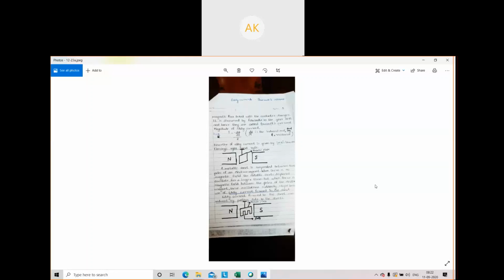What is the purpose of varnishing or insulating the material? When it is insulated, the current formed in one sheet will not pass into the other sheet. So continuity will not be there. Also, there is a varnish or wax between them, so resistance is more and current flow becomes less. Eddy current formed will be less.